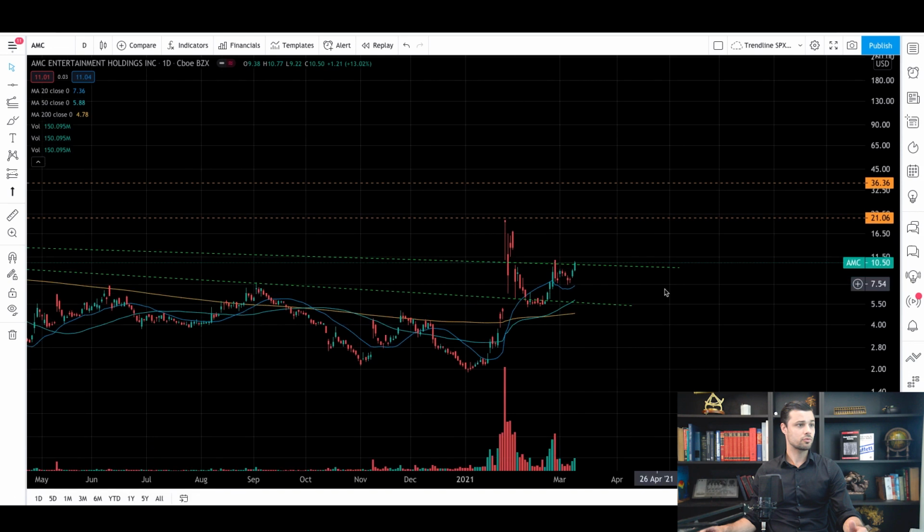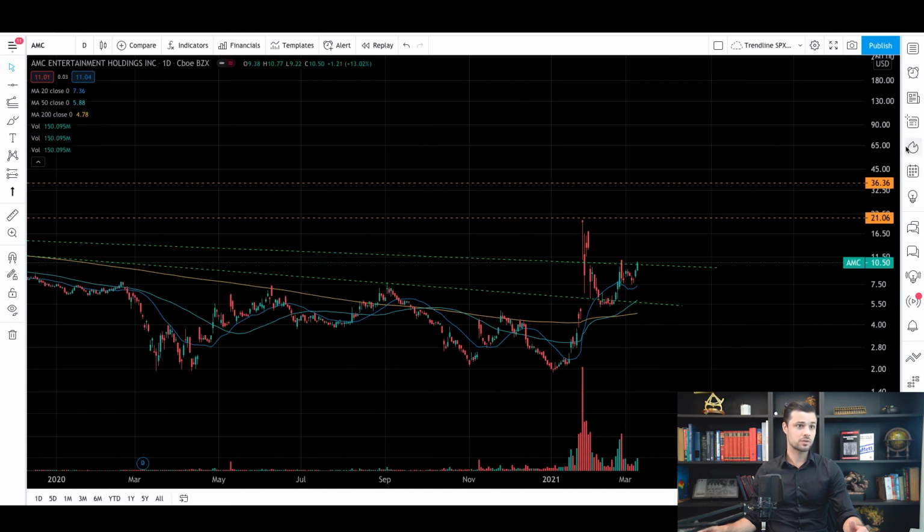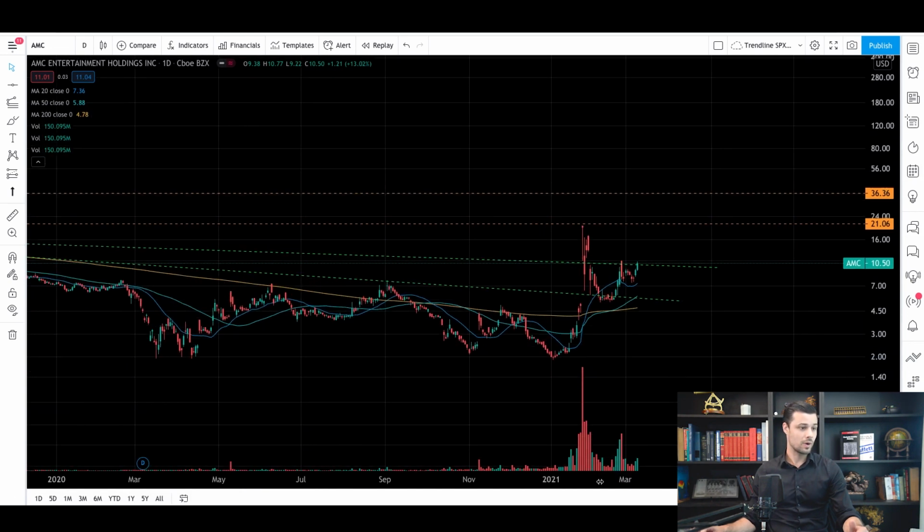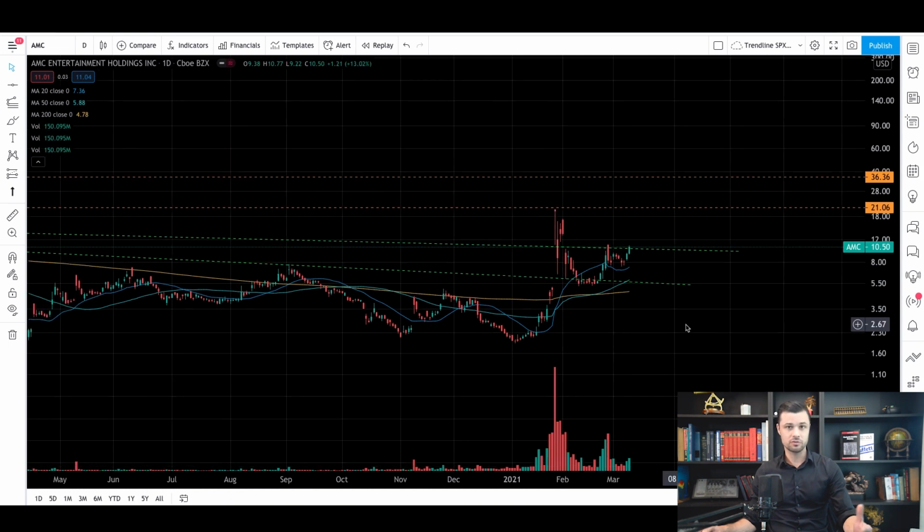Let's quickly have a look at the targets. To find my targets guys, once I have a second wave that is starting, so this is a first wave, this is a second wave, and this is a third wave. Sorry, the second wave is actually corrective. 1, 2, 3. So the third wave is happening.